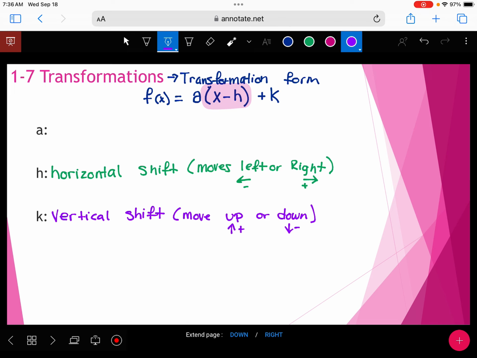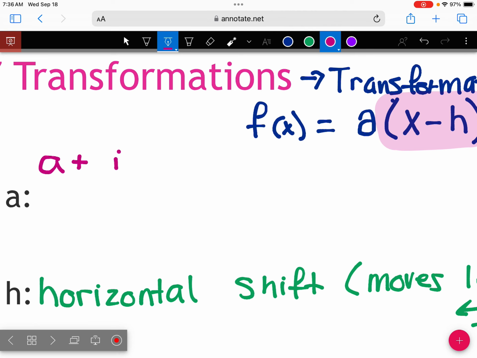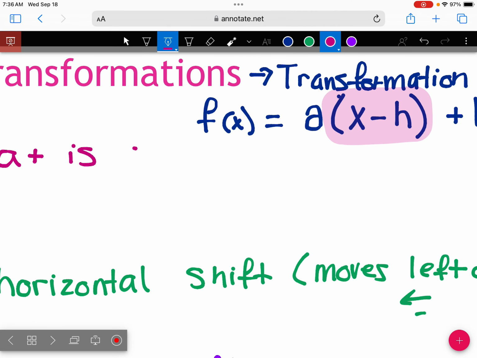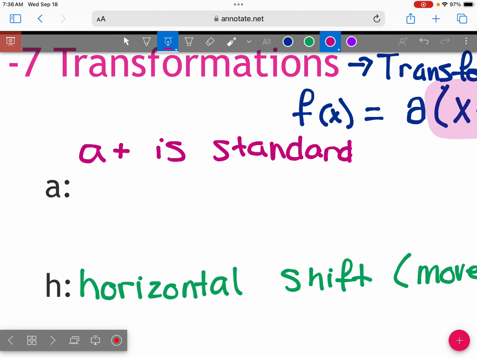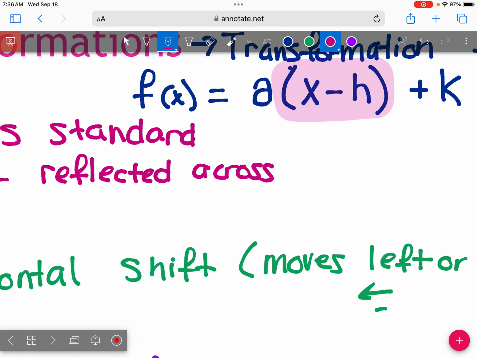So if A is positive, things point upwards, usually. So A is positive. Is normal or standard. If A is negative, it's called reflected across the x-axis. We are going to be specific.